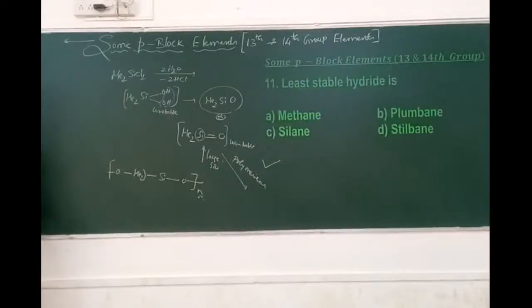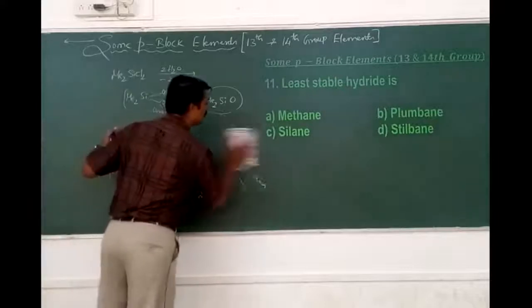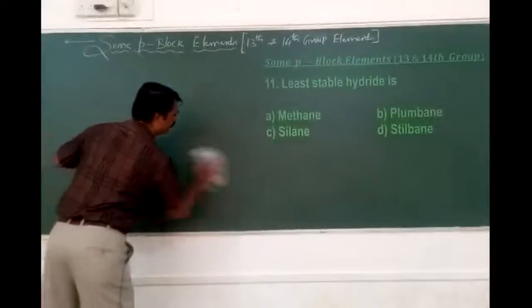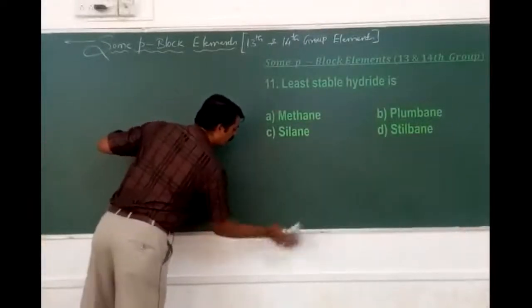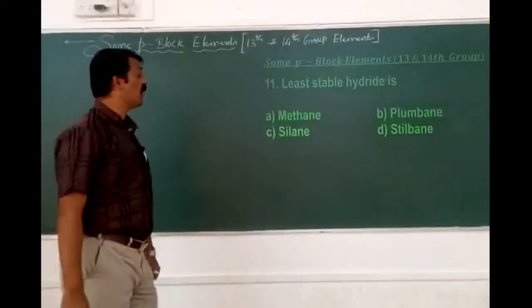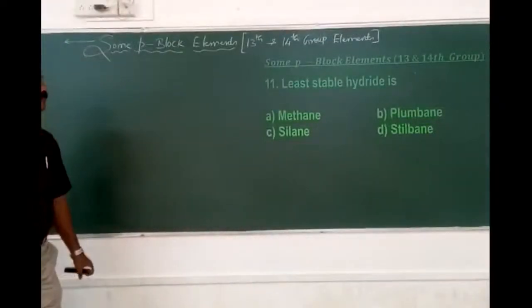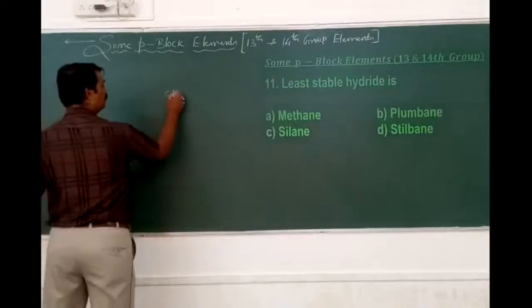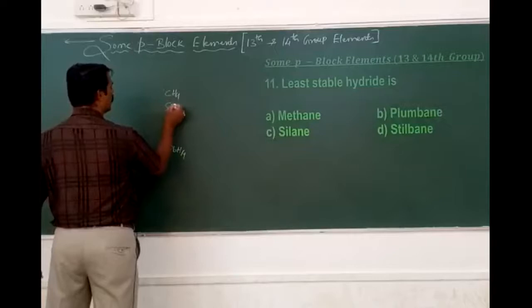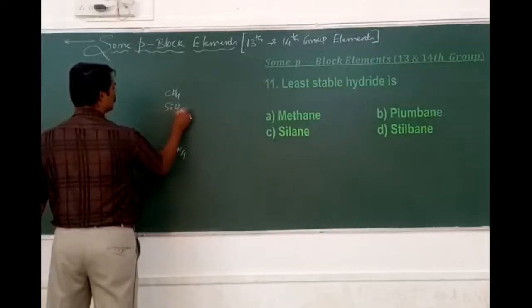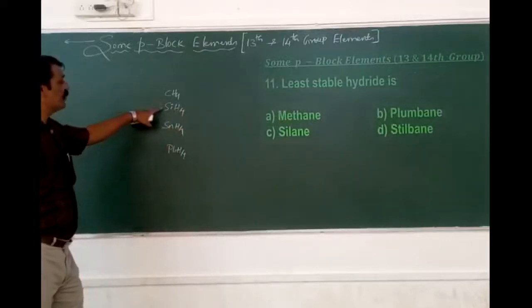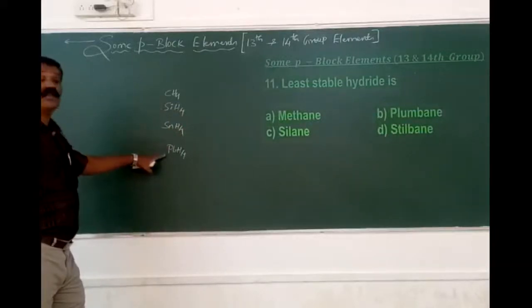The least stable hydride. Which is the least stable hydride among methane (carbon), silane, stannane and plumbane? They are CH4, plumbane means PbH4, and next silicon means SiH4. This is methane, this is silane, this is stannane and this is plumbane.